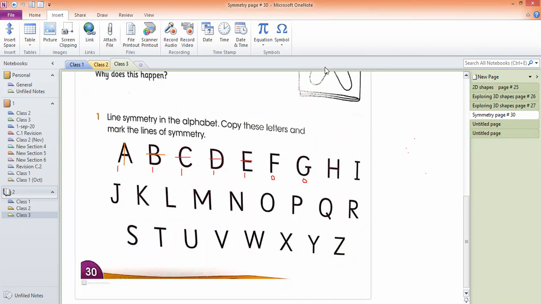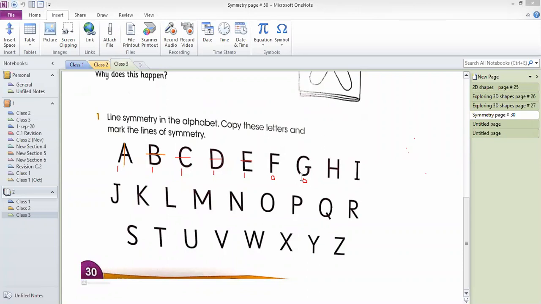So guys, tell me about H. Does H have a line of symmetry or not? Yes, sir. Vertical and horizontal. Very good. H has two symmetries, vertical and horizontal.